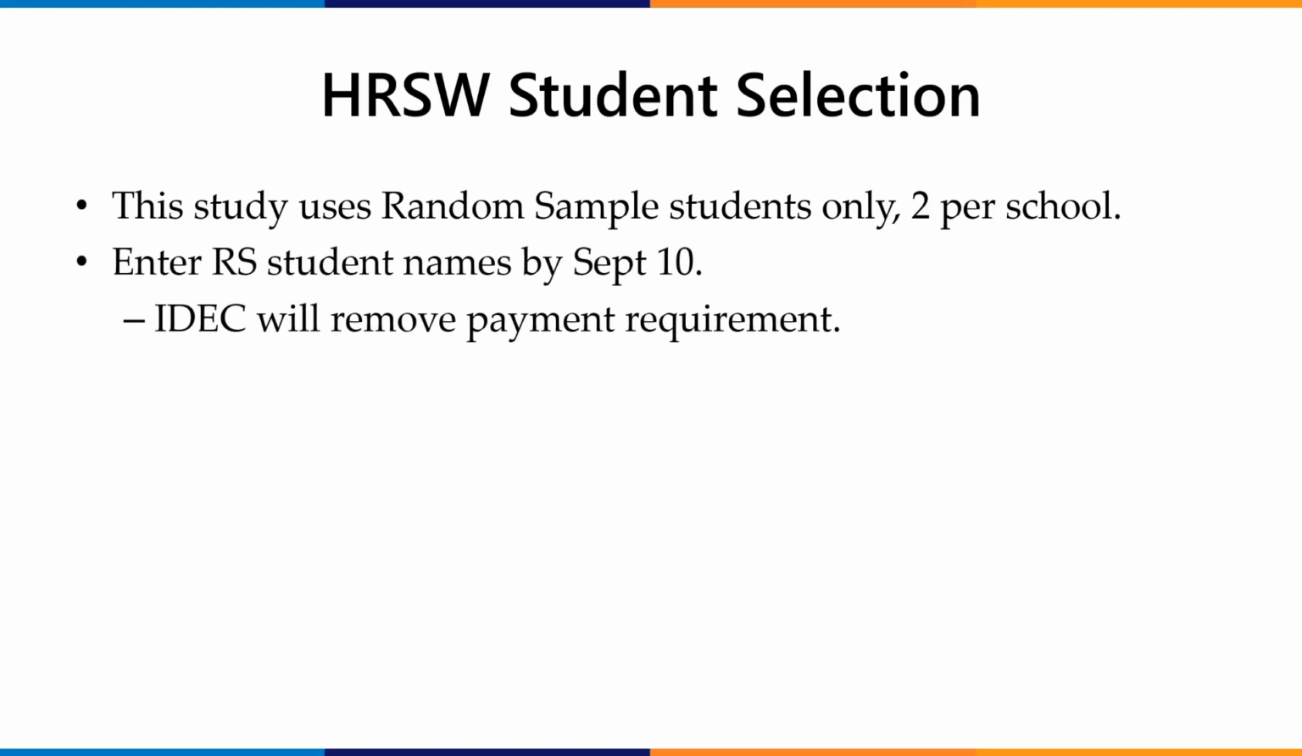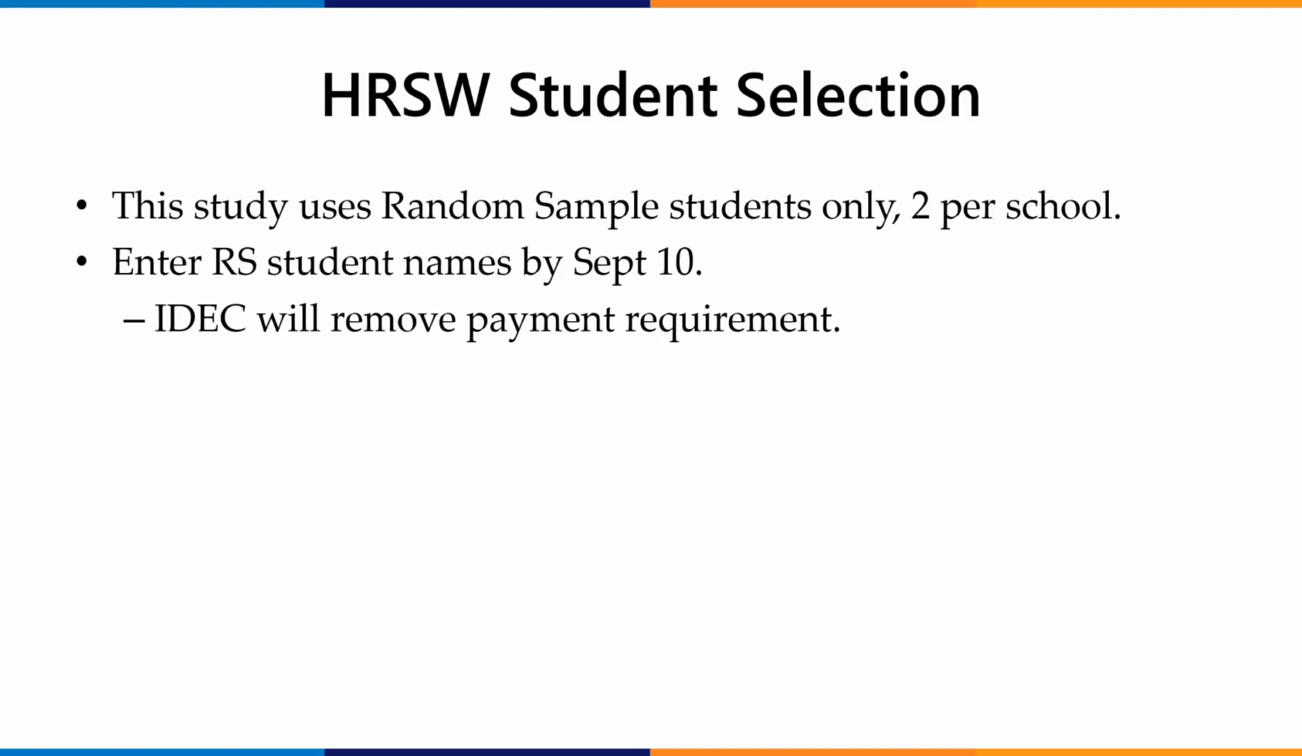What's going to be a little different this year is that we will need you to enter the names of your random sample students by September the 10th. The reason why we're having you do this is because IDEC doesn't actually know which schools are participating in reading recovery until you start entering data. So we are just asking you to enter the names of students. The first step on that student data page is to enter a name, pick a school, select the student group, and click Save. And that's it. We're not asking you to enter any fall data or any background data. Just get the student names into the system.